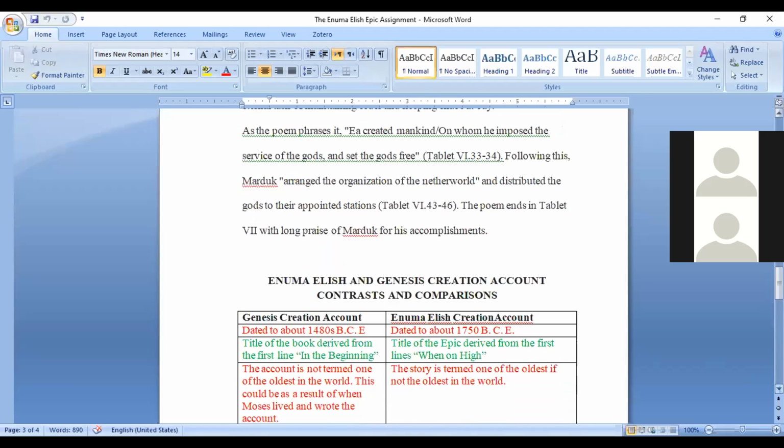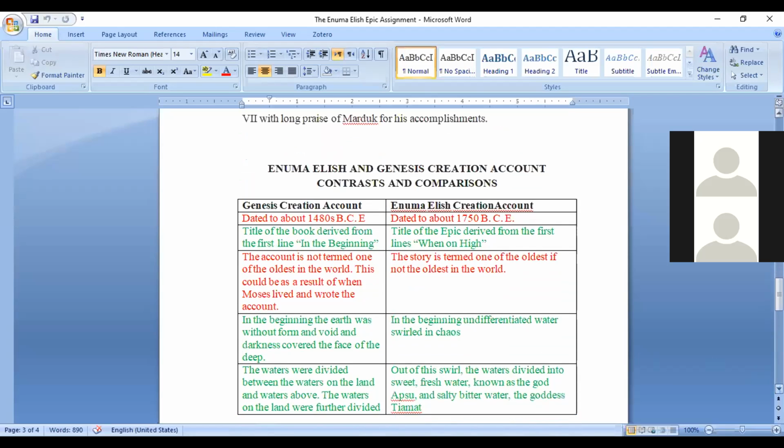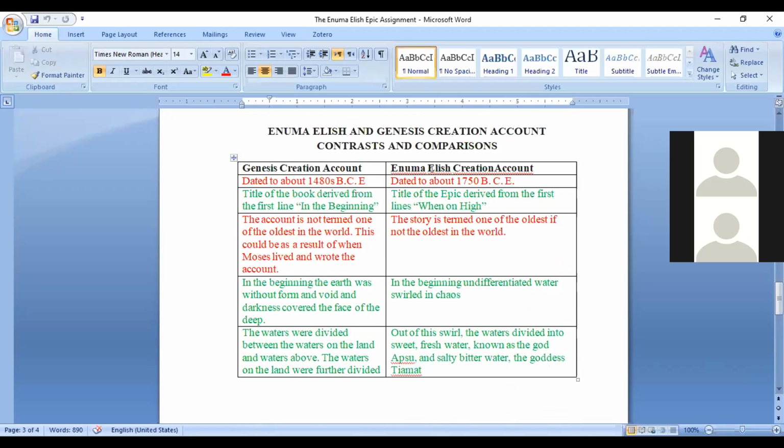In comparison with the Genesis account of creation, we see that Enuma Elish appears to be earlier than the Genesis story of creation. This can be maybe because of when Moses began to write the story, that of the Enuma Elish had been there before. Then, interestingly, the title of the book of Genesis came from the first line of the story, as the title of the epic Enuma Elish, "when on high."